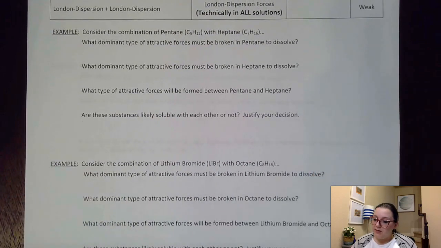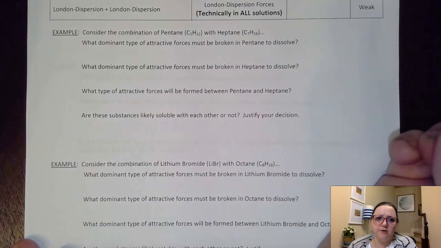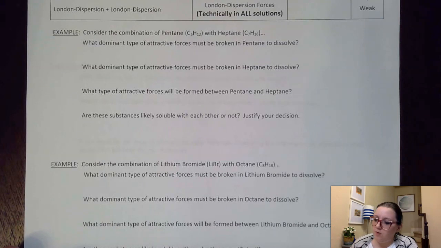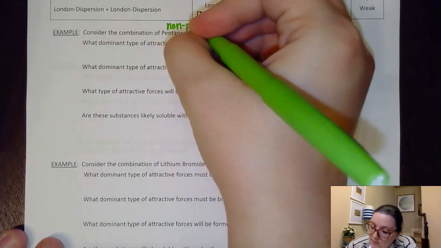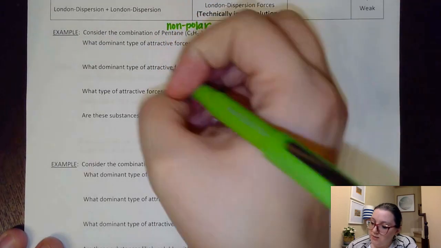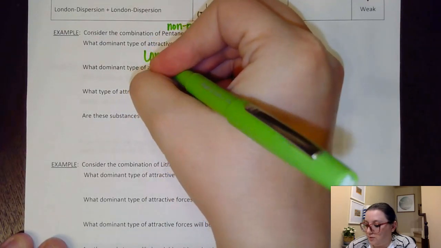It says, hey, consider the combination of pentane with heptane. And the first thing it asks me is what dominant type of attractive force must be broken in pentane to dissolve? Well, I see just carbons and hydrogens there. That would be a straight chain hydrocarbon, and hopefully we know that that would be nonpolar. And so in being nonpolar, our dominant type of attraction would be London dispersion forces.